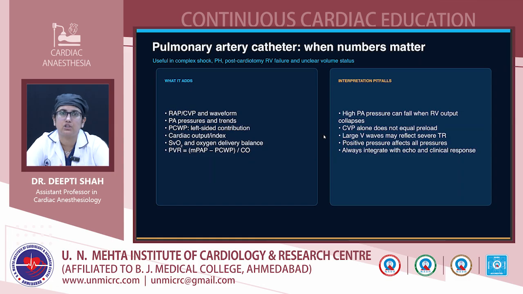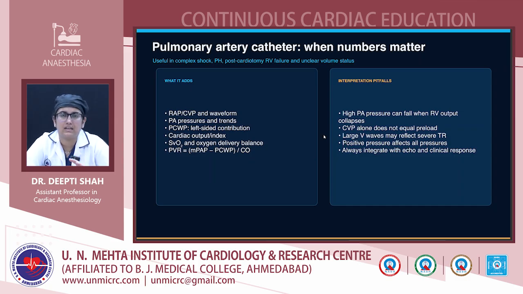It gives the pulmonary capillary wedge pressure, which helps us in diagnosing the left sided contribution towards the shock that is happening in the patient, the cardiac output and index of the patient, and it also tells us about venous oxygen and oxygen delivery balance, and also tells us about the PVR. So the interpretation pitfalls can be: a high PA pressure can fall.